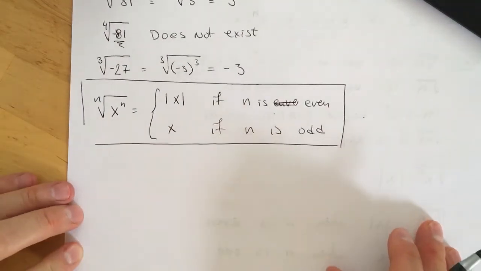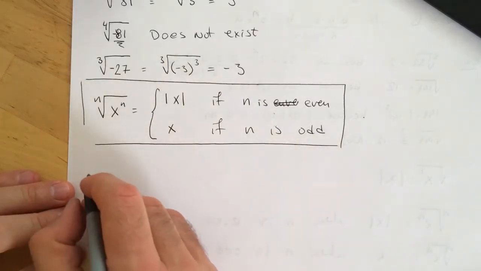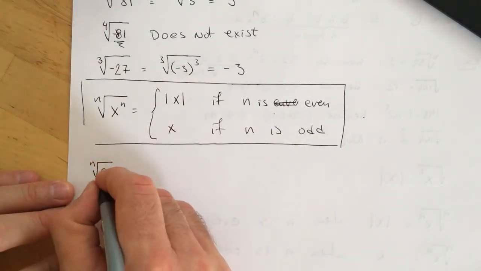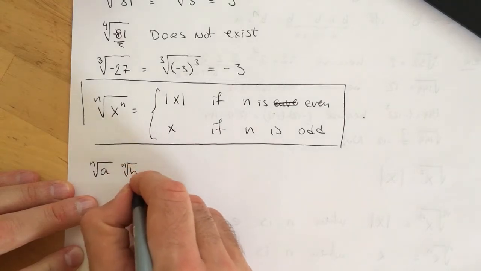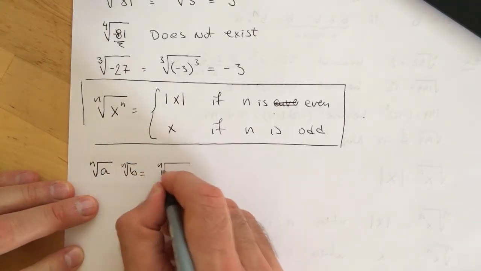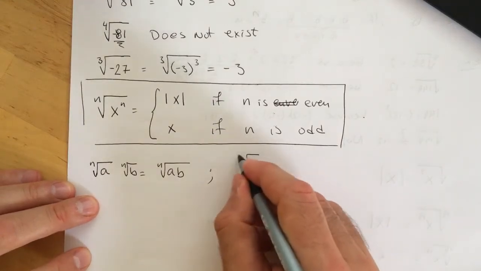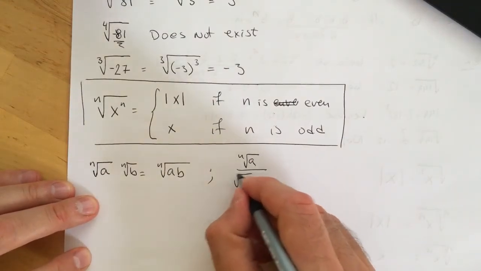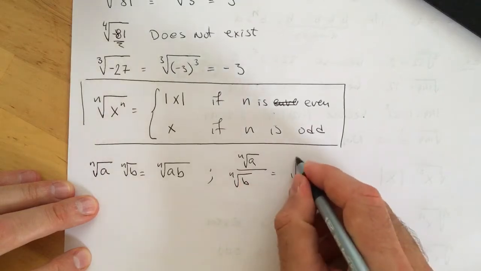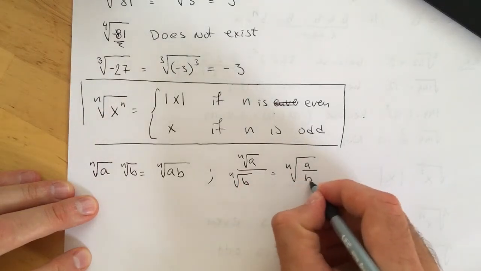Here I just want to give you two properties of radicals. If you have the nth root of a times the nth root of b, this can be written as the nth root of ab, and similarly the nth root of a over the nth root of b is equal to the nth root of a over b.